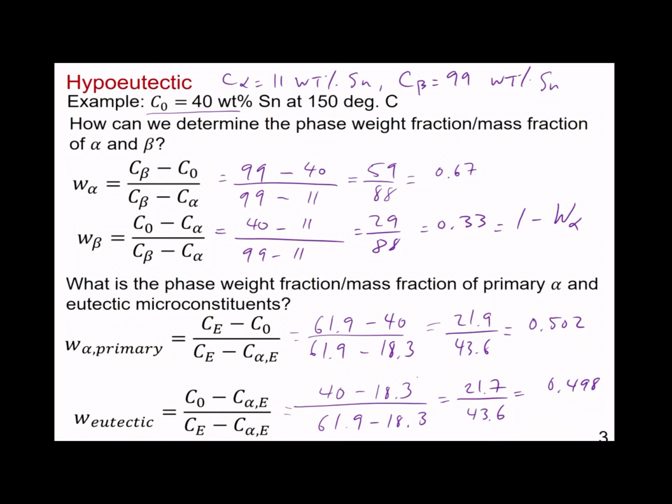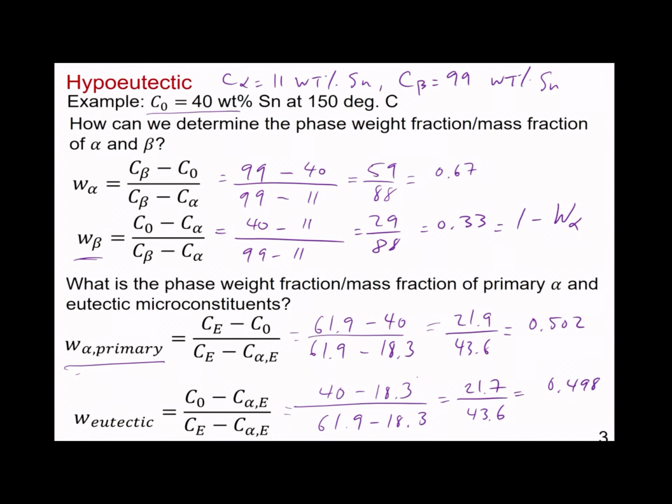Okay, now you've accounted for almost all of the microconstituents, right? You have primary alpha, check. You have eutectic beta, check. What don't you have left? The third one. Almost. It came from the liquid. No, beta is already here. You don't have primary beta because you're in the hypoeutectic region. You only have primary beta when you're in the hypereutectic region.